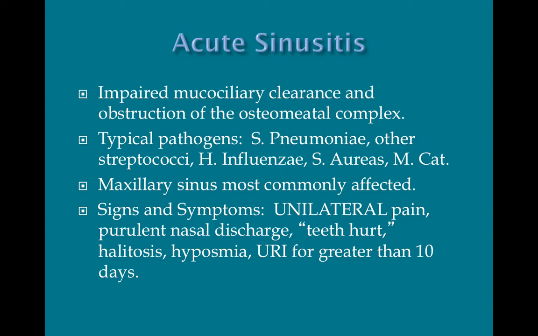In acute sinusitis, the definition is characterized by an impaired mucociliary clearance and obstruction of the osteomeatal complex. The typical pathogens are strep pneumoniae, other strep strains, H. flu, Staph aureus, and MCAT. The maxillary sinuses are usually the most commonly affected, and signs and symptoms in particular are unilateral pain. They don't have pain across both of their sinuses. That's typically more an allergy or a viral cause.